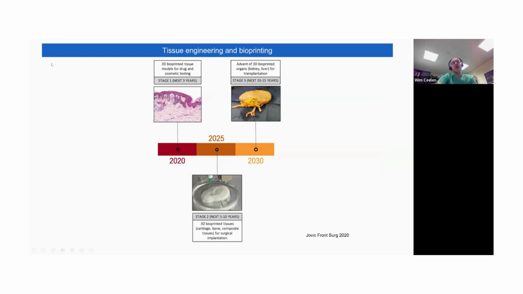Tissue engineering and bioprinting, also a huge field, 3D printing, and of course, an excellent example. It's usually done by plastic surgeons, but it's an excellent example of bi-directional translational studies, where you can do all kinds of stuff, 3D bioprinting of cartilage, bone, and the future is probably the 3D printing of blood vessels, of complete organs, etc., etc.